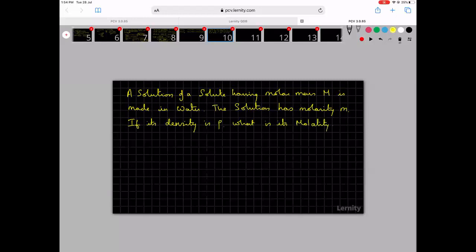Okay, can you write this down? Write this question down. A solution of a solute having molar mass capital M is made in water. The solution has a molarity small m. If its density is rho, what is its molality?